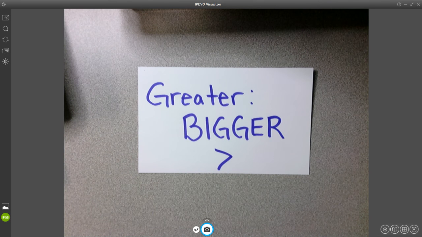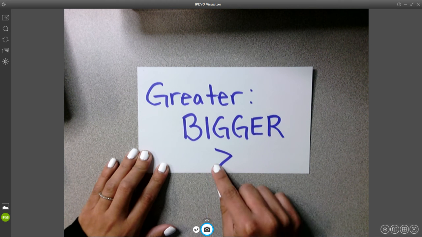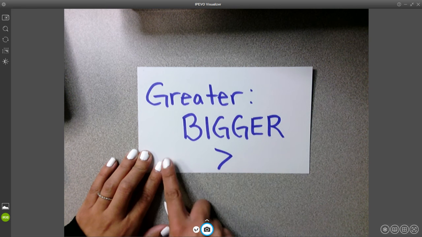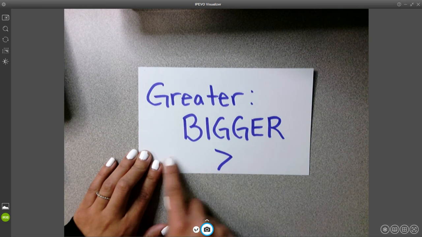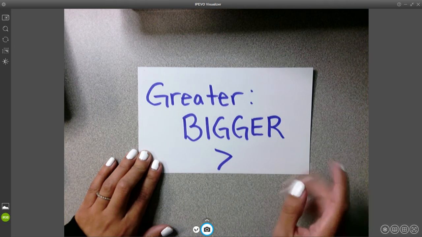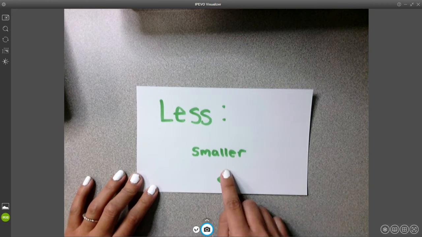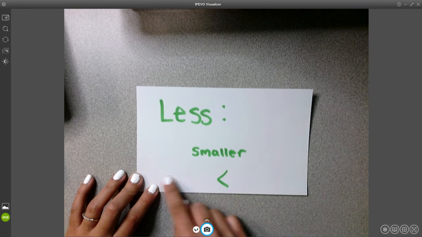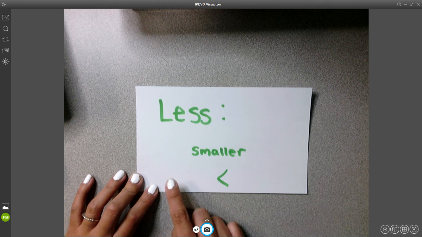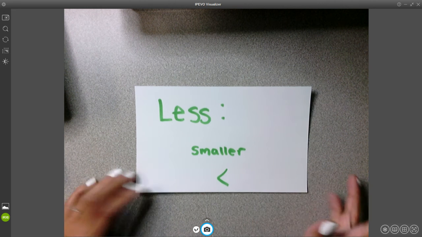Okay, friends. So we have been using the word greater or bigger, which uses this sign. The greater side is pointing this way because if I have a number here, I would say 3 is greater than 1. So the mouth points this way, the open. Less is the opposite. Less than is smaller, and the little side is pointing this way, and we have the big side pointing this way because we would say 1 is less than 3.